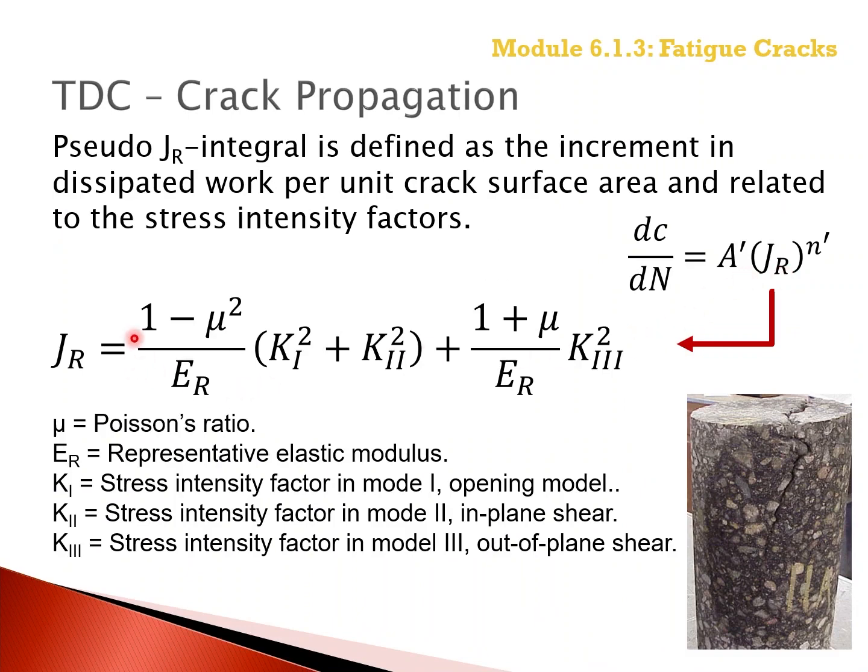The pseudo JNR integral is defined as the increment in dissipated work per unit crack surface area and is determined by three modes of the stress intensity factor, Poisson's ratio, and the representative elastic modulus of the asphalt wearing surface. So the asphalt wearing surface, again, not the lower asphalt layers.